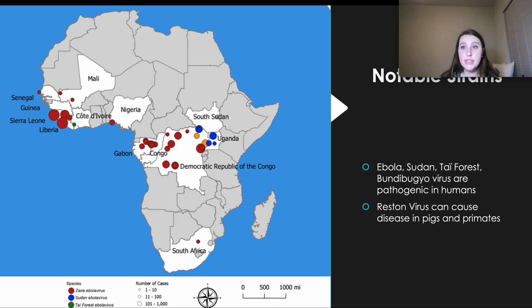So the most notable strain, as I mentioned, is the Zaire Ebola virus, and as you can see, the red dots represent this virus, and here we can see the number of cases it corresponds to based on the size of that dot. The Sudan virus, as we can see, is blue, and that is the second most common type, and is the second type that was first identified with Ebola virus.